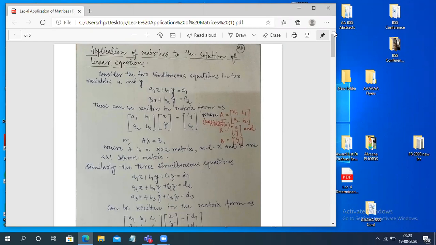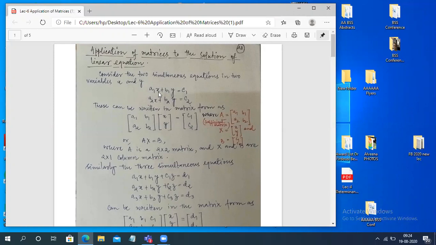Today the topic of our discussion is application of matrices to the solution of linear equations. It means when we have a system of equations with 2, 3 or more variables, then that system of equations we can solve very easily by using matrices. For example, consider these two linear equations with two unknowns, x and y. Now we are going to solve this. We can solve these two equations using the matrix multiplication method.